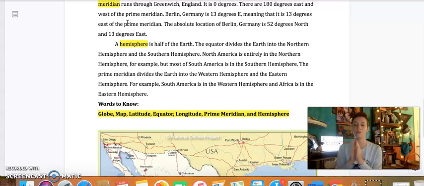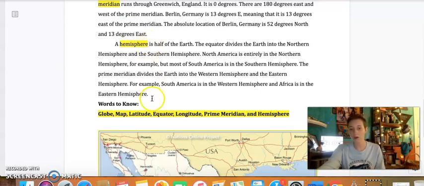So then the other two hemispheres are east and west, and the prime meridian splits the Earth into the eastern hemisphere and the western hemisphere. So South America, we know that they are in the southern hemisphere, but they are also in the western hemisphere. Africa is also in the southern hemisphere, but it's in the eastern hemisphere.